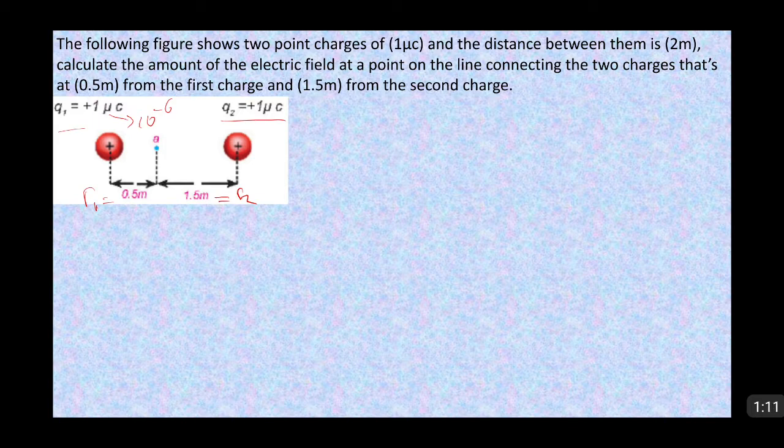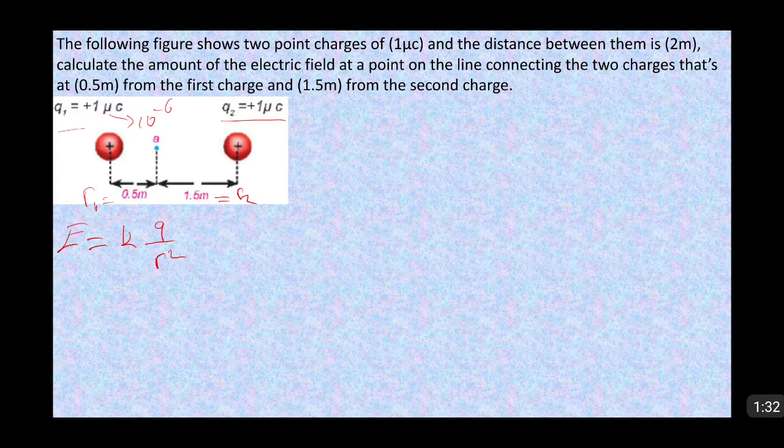Now I am writing the equations. Main equation, electric field equals constant number K multiplied Q over R square. But we have two charges, so we will write using Q1 and Q2 and R1 and R2.